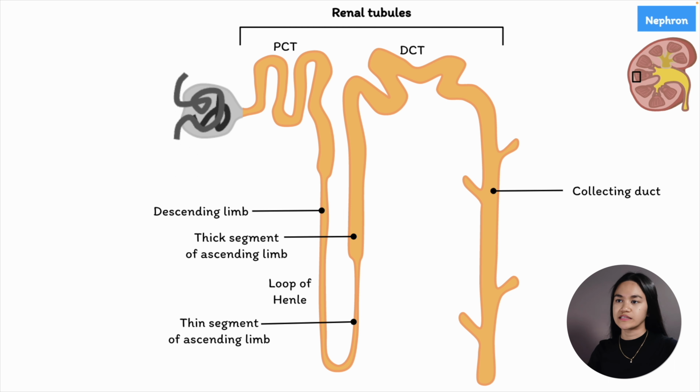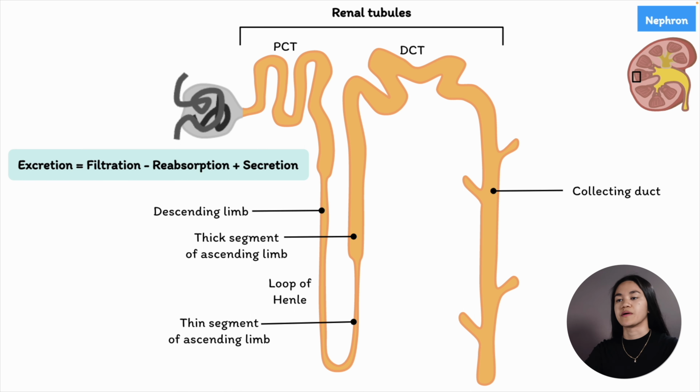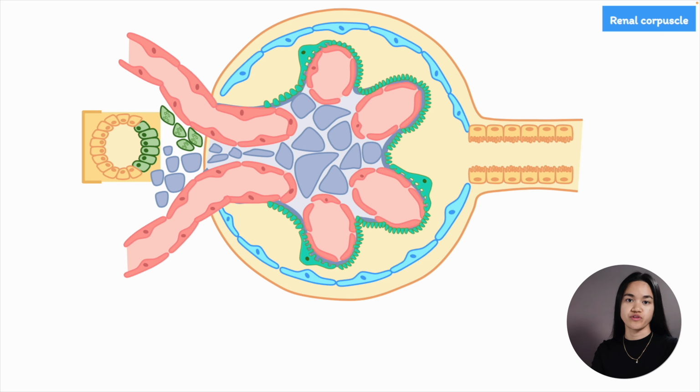The amount of any substance excreted in the urine is equal to the amount filtered plus the amount secreted minus the amount reabsorbed. All right? That's the overview process. Let's now break down the structure of the renal corpuscle and take a closer look at the filtration barrier.